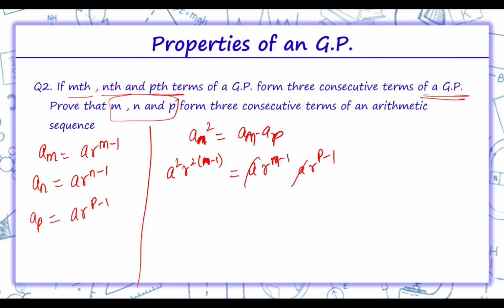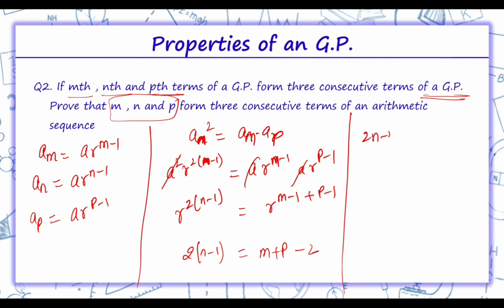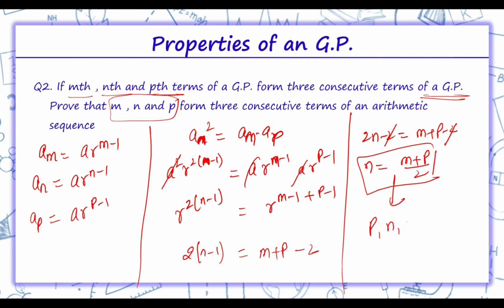So, A squared cancelled, r to the power 2 into (n minus 1) is equal to r to the power (m minus 1 plus p minus 1). So, 2 into (n minus 1) can be written as m plus p minus 2, which is 2n minus 2 is equal to m plus p minus 2, 2 got cancelled. So, n can be written as (m plus p) by 2. When it is written like this, we can say m, n, p are in AP.